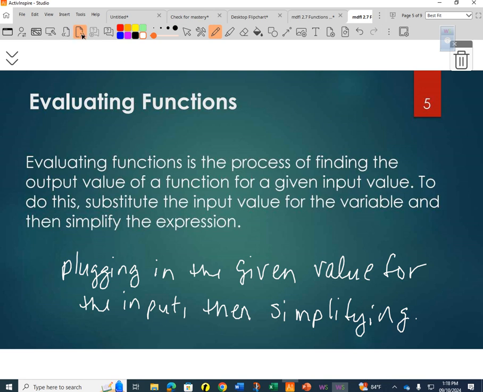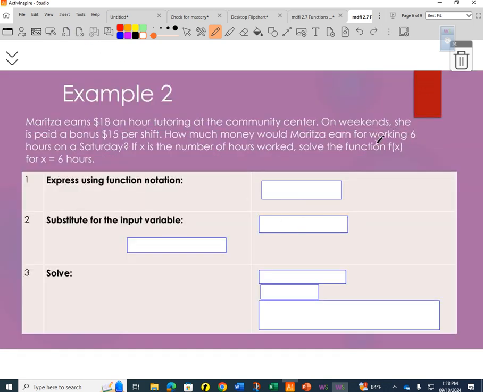Example 2. Marissa earns $18 an hour tutoring. That's 18 times the number of hours she tutors, right? 18 times. At the community center, on weekends, she is paid a bonus of $15 per shift. So, times 18, and that's going to be plus 15. How much money would Marissa earn for working 6 hours on a Saturday? If x is the number of hours worked, solve the function, which means you must write the function, right? If it says solve a function, you have to write the function first.